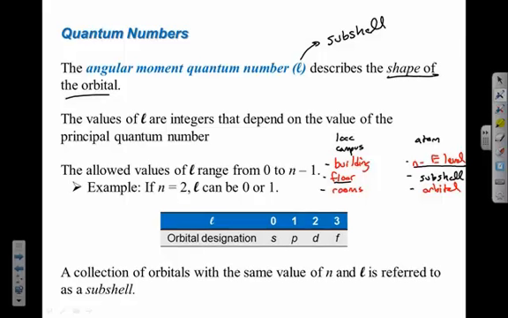But there are only really 4 that we're going to be concerned with. 4 different possible subshells. And based on the value for L, L could be equal to 0, 1, 2, or 3. The subshells that relate to those values are S, P, D, and F. So we'll talk about the shapes of these here in a second. But the value for L also does depend on the value for N.